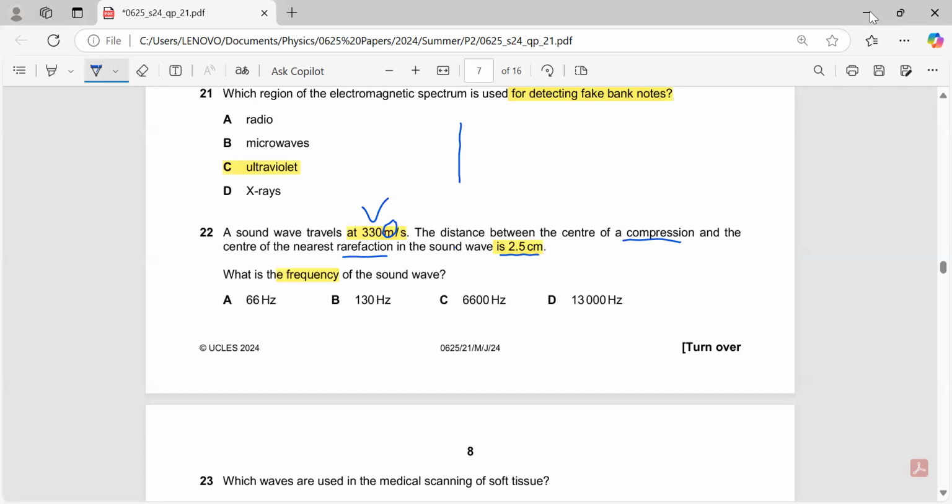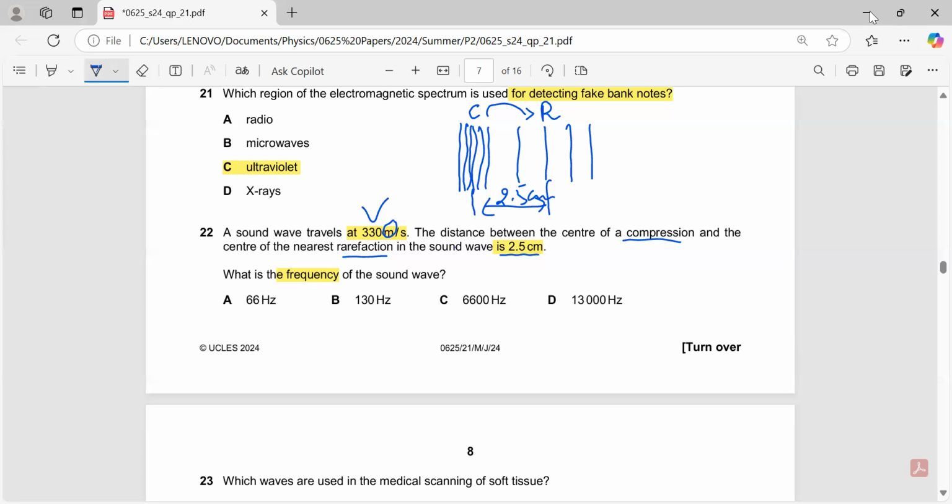A compression on a sound wave is the area on a wave in which the particles of the medium are very close to each other. We are going to represent it with the letter C. And if the particles are further apart, then that area is called rarefaction. So they are saying that the distance between the center of a compression and the very next rarefaction is 2.5 centimeter.